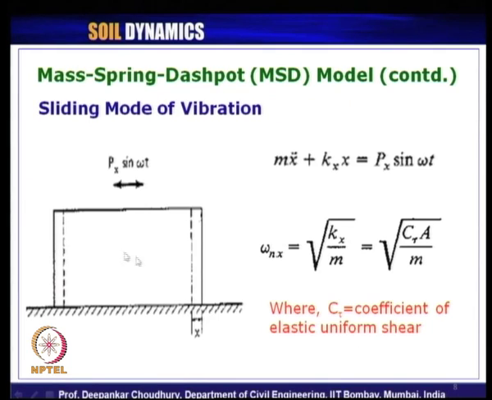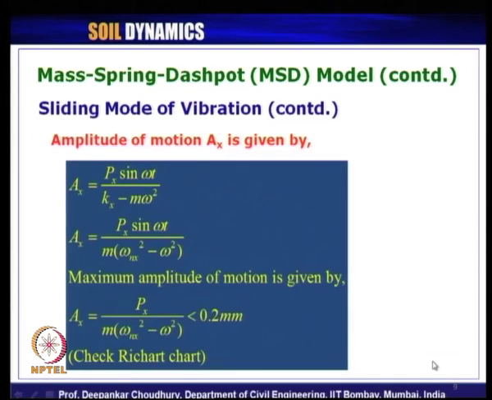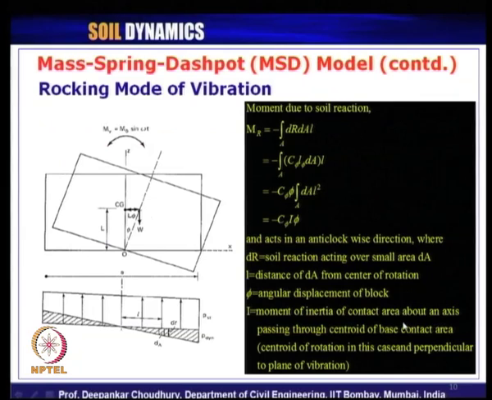Then we had seen the sliding mode of vibration, the equation of motion, and how omega n x is computed using the expression k x equals c tau times A, where c tau is defined as the coefficient of elastic uniform shear. The expression to compute the maximum amplitude A x is given by this, which again needs to be checked with respect to the specific guidelines.